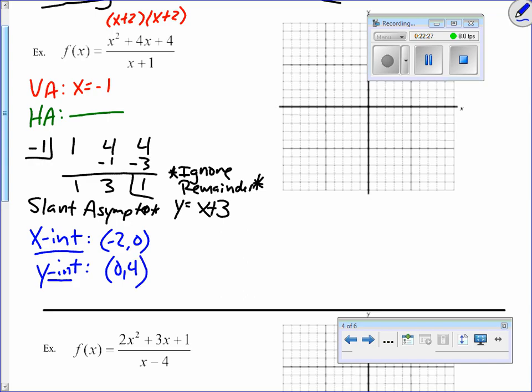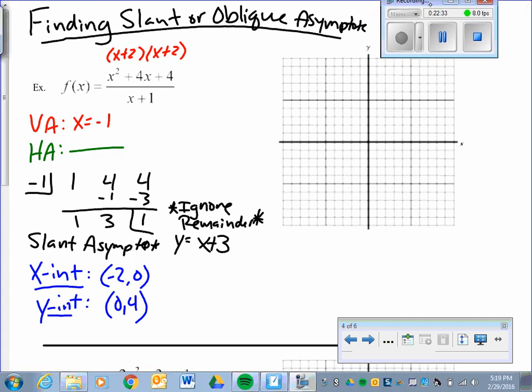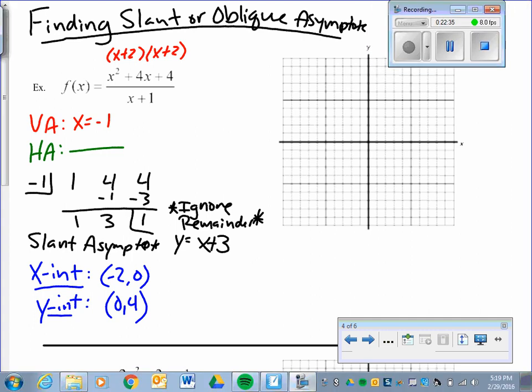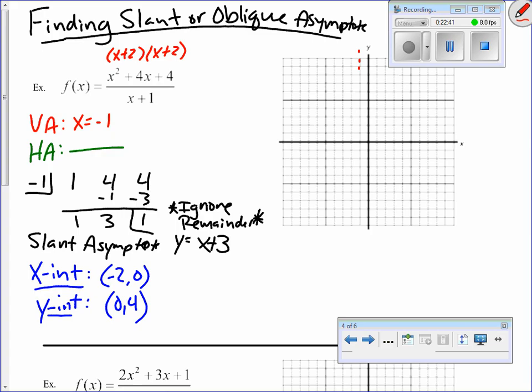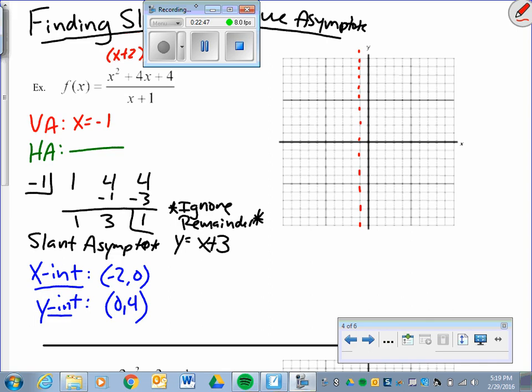Okay, so let's go up to our graph here and just put everything on there that we've ever hoped and dreamed. Okay, vertical asymptote at x equals negative 1. Let's put that on there. There it is. And this thing is in my way. It's just never not going to be in my way.